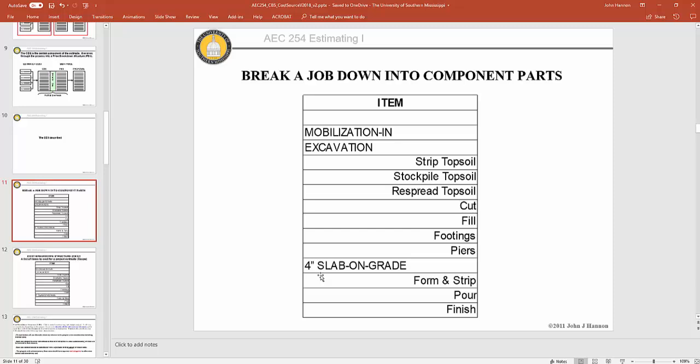So a slab on grade, I can form, pour, finish the surface, strip the forms. I could have added reinforcing steel or placed welded wire mesh, something like that. So you can go to many levels of detail. Simple is the best. So this is the beginning of a cost breakdown structure. I have a list of things that need to be done, that need to be estimated.